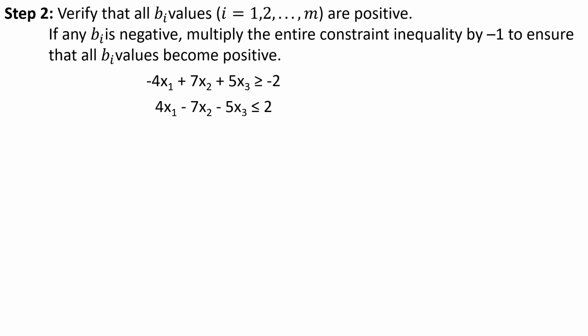So let's see an example. Let's consider the constraint minus 4x1 plus 7x2 plus 5x3 greater than or equal to -2. Here the bi value is negative. Then we have to multiply with -1 on both sides. Then the constraint will become 4x1 minus 7x2 minus 5x3, the inequality symbol will become less than or equal to, and -2 becomes +2. So here the bi value is positive.